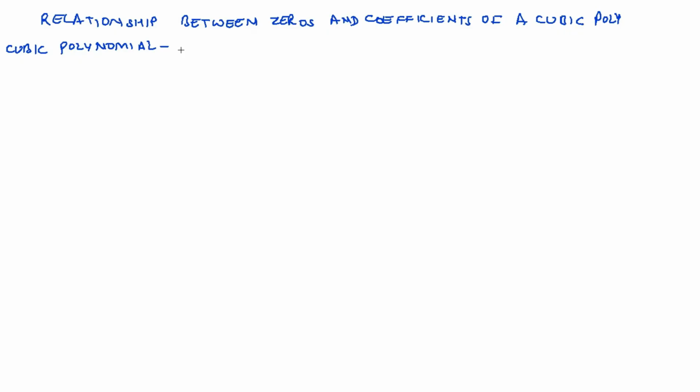In this video, I will explain how the relationship between zeros and coefficients of a cubic polynomial is derived. After that, I will explain a few sums related to that. These sums are from the NCERT book as well as from NCERT Exemplar.